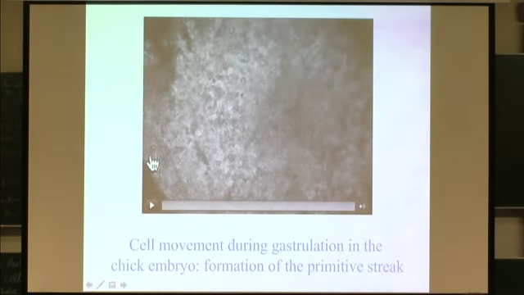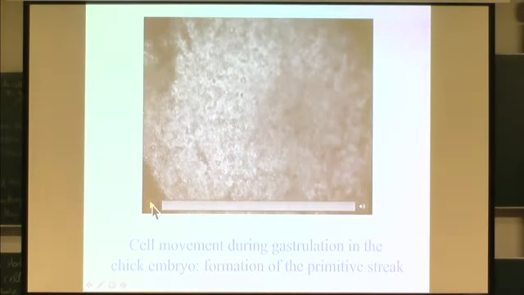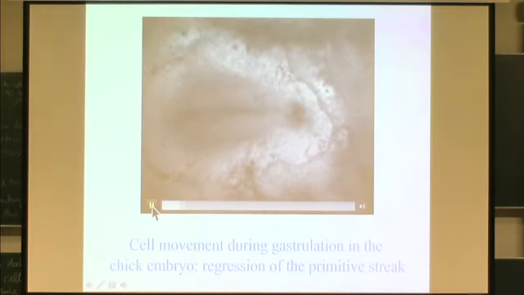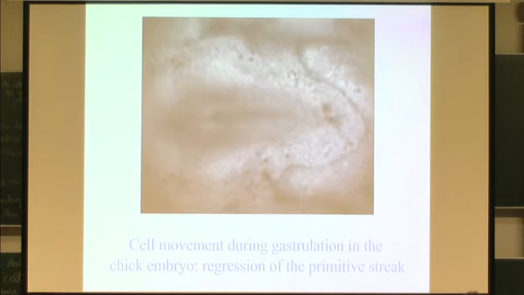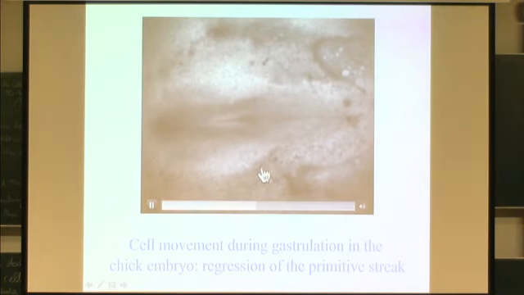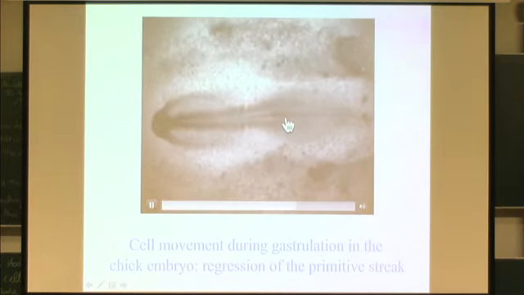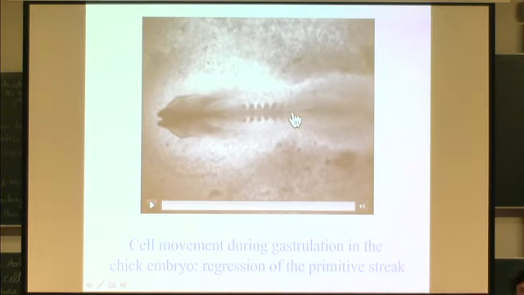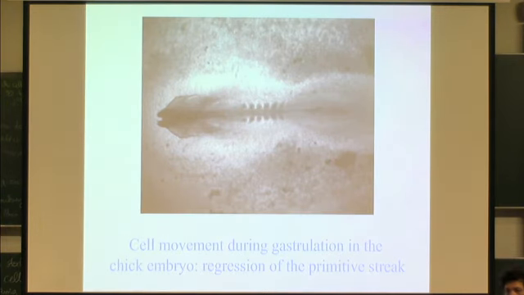So this movie refused to play. I will show another movie, very similar. Here is a movie made in Fisher's lab. It's regression of the primitive streak. There is a group of cells somewhere here. It's called the stem zone. It contains around 1,000 cells, and this group of cells moves backward to the posterior end. And there is some more motion in the epithelium.